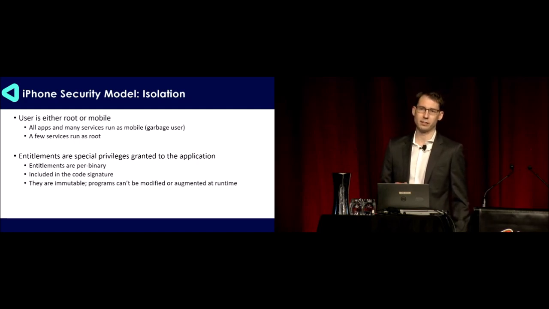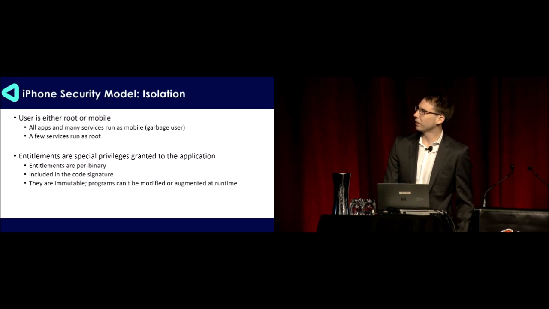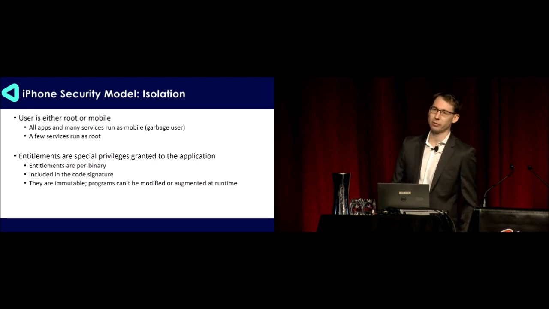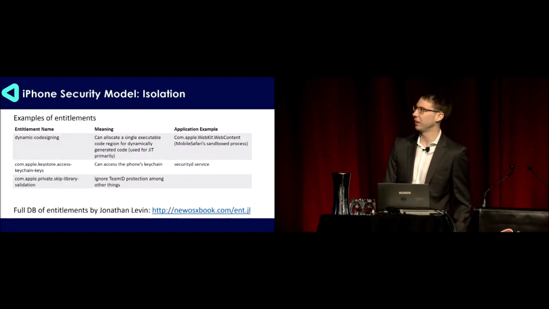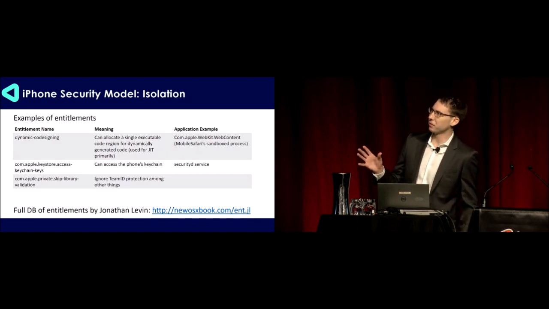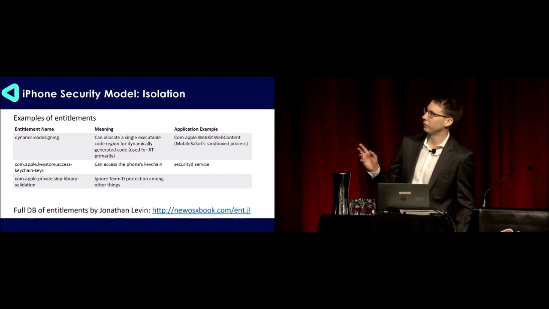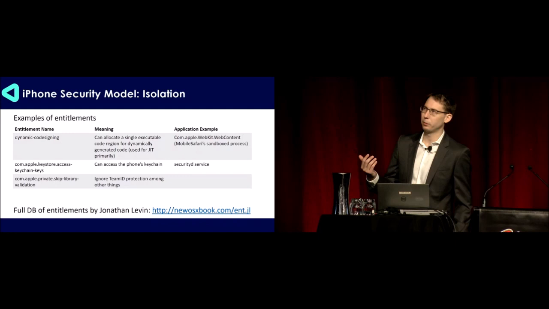Entitlements are special privileges that are granted to the application that allow them to do something that isn't allowed by the system or isn't allowed by that particular user. Entitlements are immutable, and they can't be modified at runtime. So the entitlements that are present in the code signature are what that application has, and that's it. So these are some examples of entitlements. And really, there's tons of them, but the only one that really matters for us in the context of web jailbreaks is dynamic code signing, which is a special permission that allows you to map read-write executable memory once in the lifetime of a process. And specifically, the web browser does it for dynamic generation of JIT code.